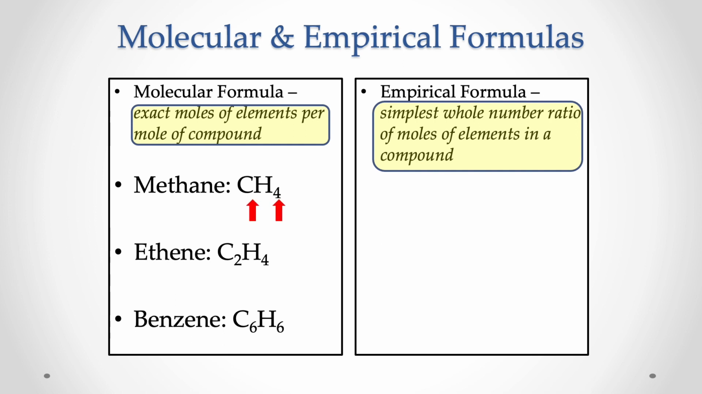In methane, there is 1 mole of carbon per 4 moles of hydrogen. The empirical formula is CH4. Yes, the molecular formula and the empirical formula can be the same. But look at ethene, C2H4. The ratio of 2 carbons to 4 hydrogens can be simplified to 1 mole of carbon for every 2 moles of hydrogen.